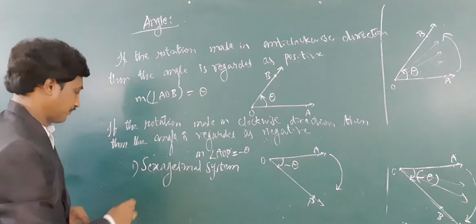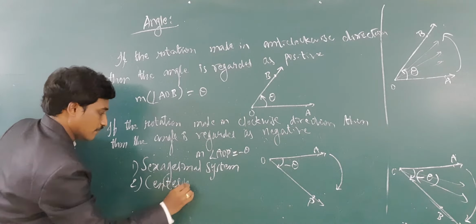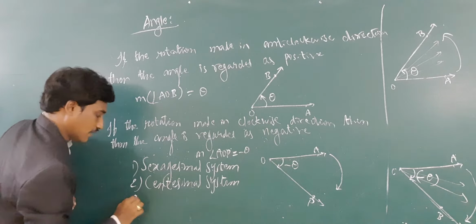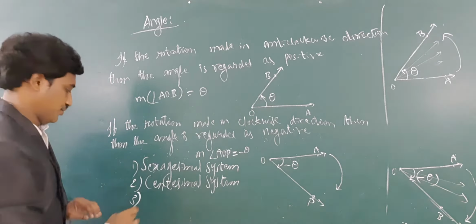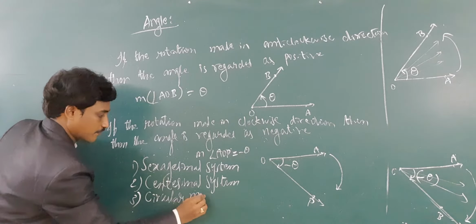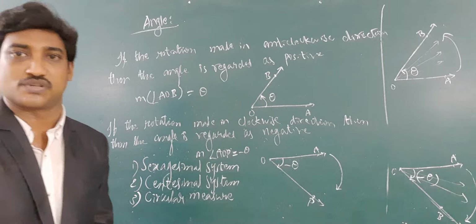Second system, centesimal system. Third one, circular measure. Let us discuss these systems one by one. First of all, know about turn.